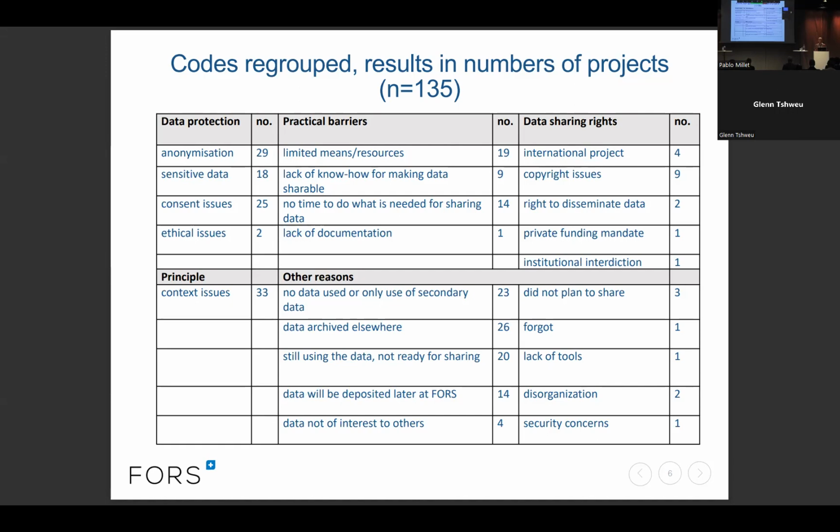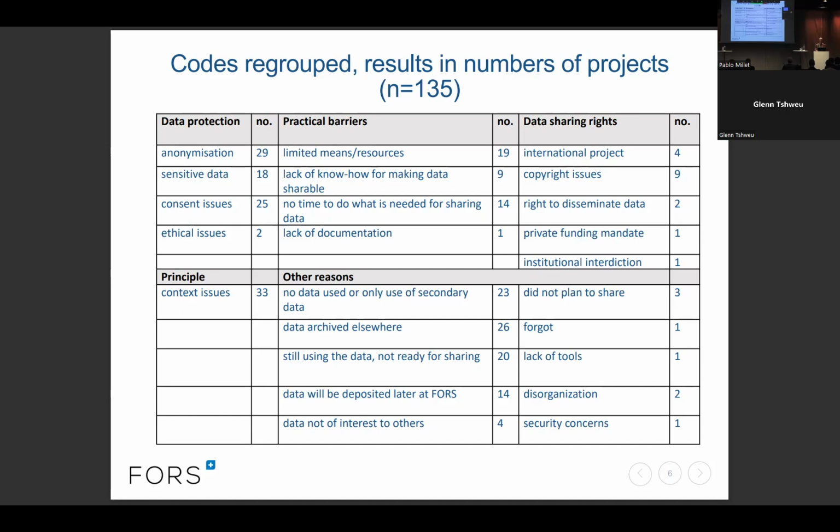And then the third big category was data sharing rights. So these were cases where these were international projects, and the researchers didn't feel that they could deposit data in a Swiss archive where these data might belong to a larger group across national borders. Quite a few cited copyright issues, rights to disseminate data, and so on. And you can see some of the other reasons which were more difficult to categorize.